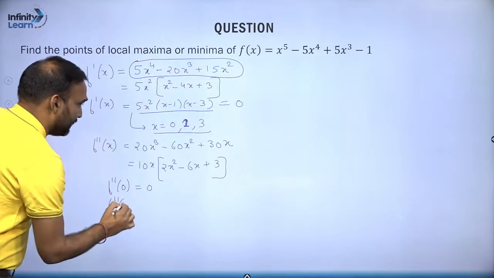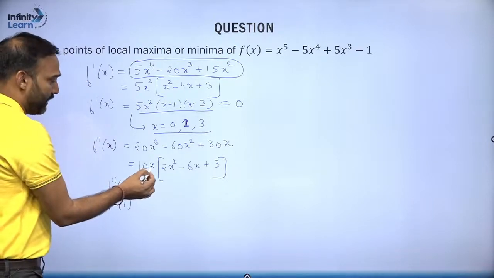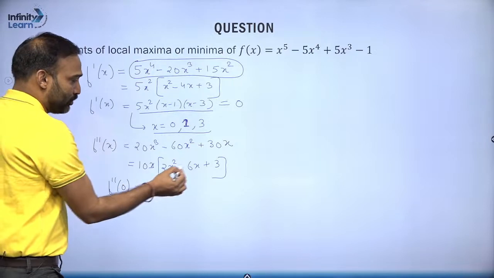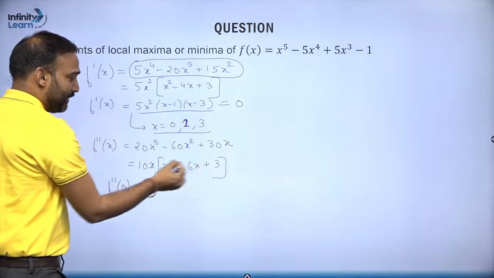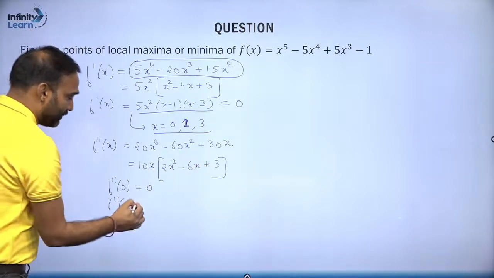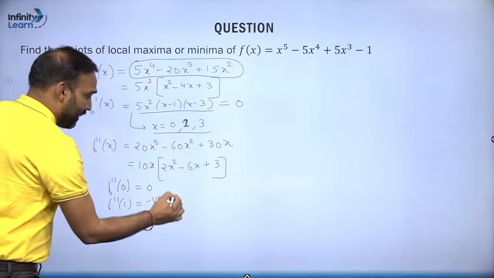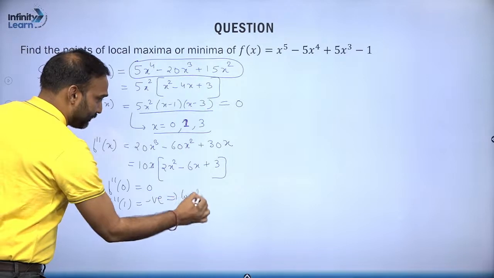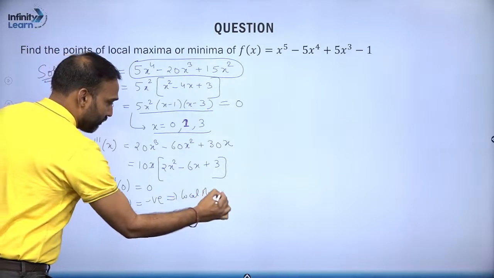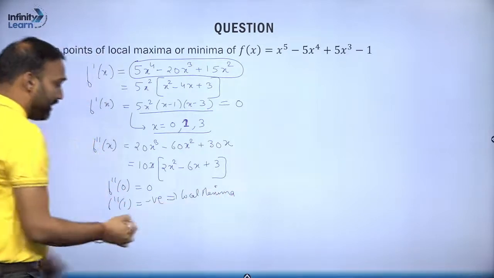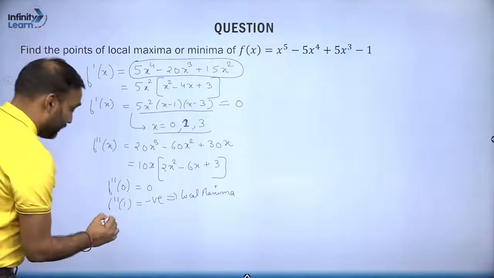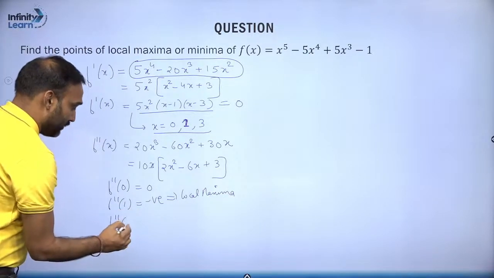What is f double dash 1? Now if I put 1 over here, this is positive. This is 2 minus 6 plus 3. So this is negative. Negative into positive is negative. So now I can say at 1 I have a local maxima, right? Because we have a double derivative as negative. Now double derivative of 3.